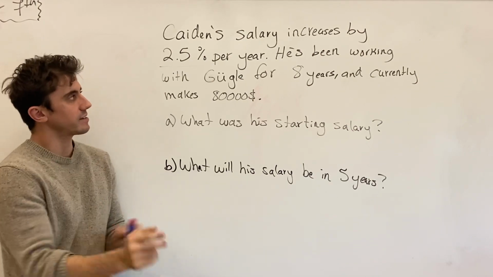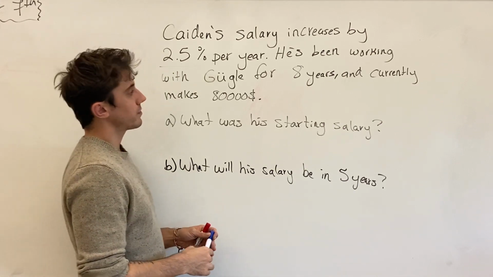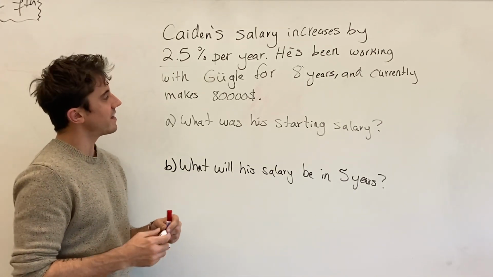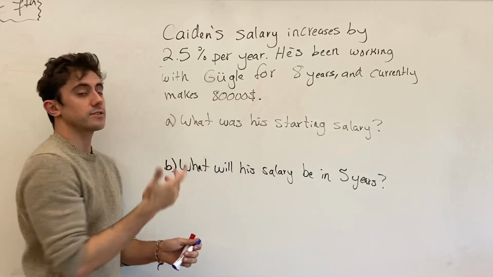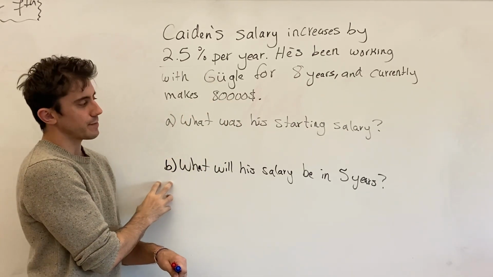Today we're going to be looking at an example of geometric sequences in action, where Caden's salary increases by 2.5% per year. He's been working with Google for 8 years and he currently makes $80,000. So what was his starting salary 8 years ago, and how much is he going to make in 5 years' time?